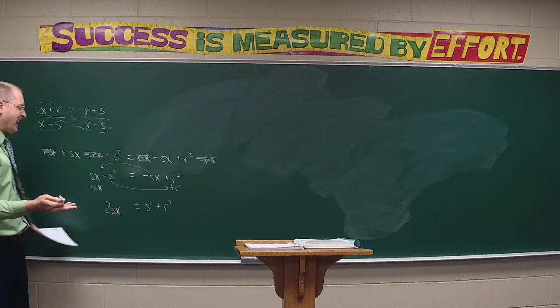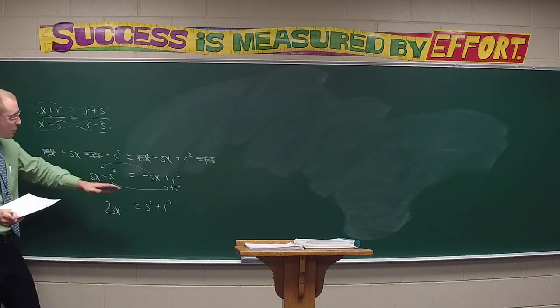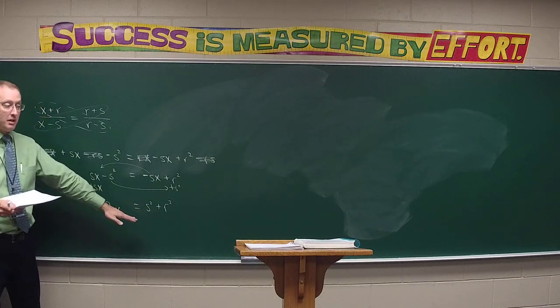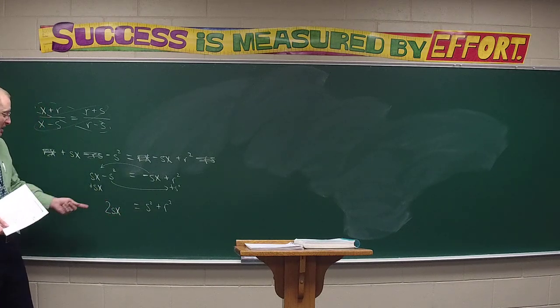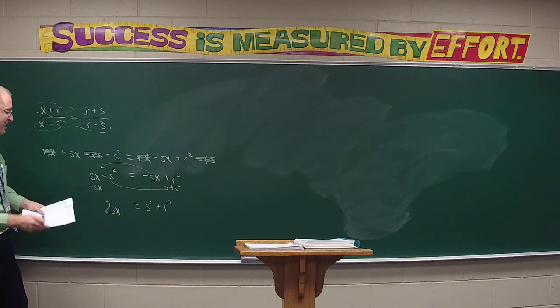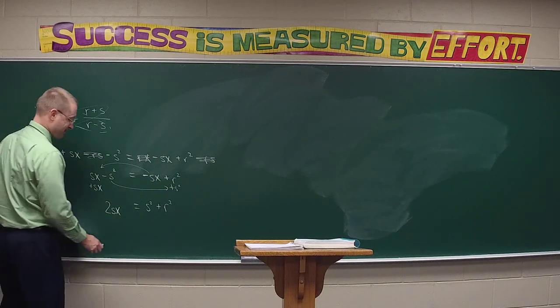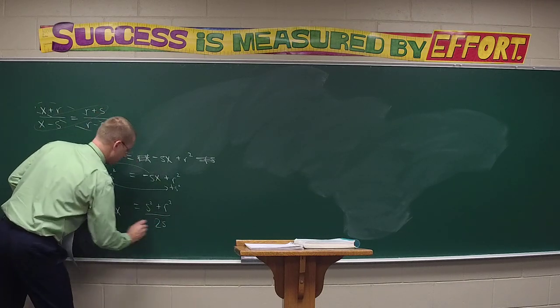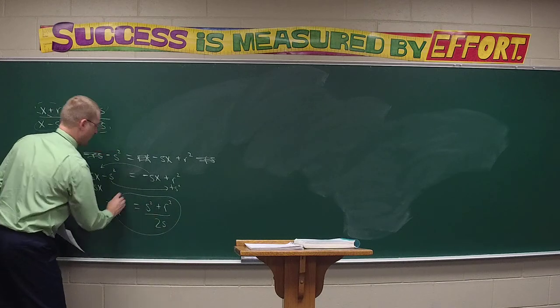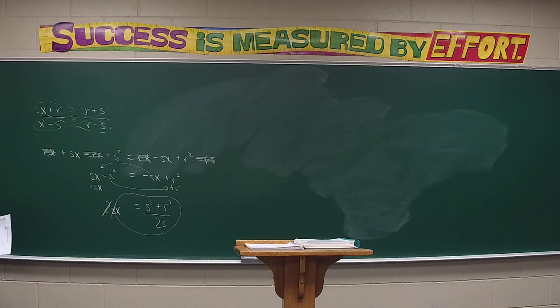Yeah, they are not like terms. They don't combine. It's also a sum of squares, which, remember, isn't going to factor, but it doesn't matter. Because I don't really factor anything here, class. To get the x by itself, I just divide away 2s. And there's my answer. No factoring needed this time. S squared plus r squared, or r squared plus s squared, if you like alphabetical order, all over 2s.